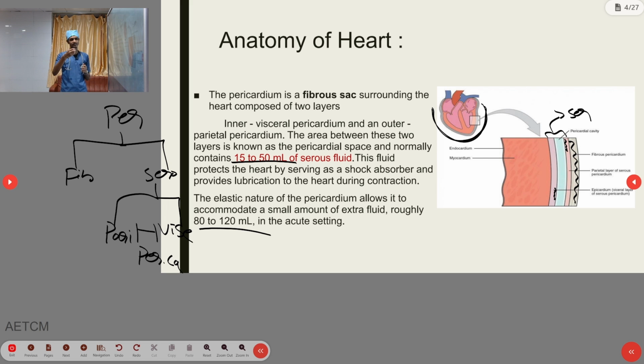Effusion means the fluid collects very slowly. It won't collect suddenly; it takes days to weeks. Tamponade means the fluid collects suddenly. That is the difference between pericardial effusion and tamponade. So in an acute setting, it can accommodate 80 to 120 ml.